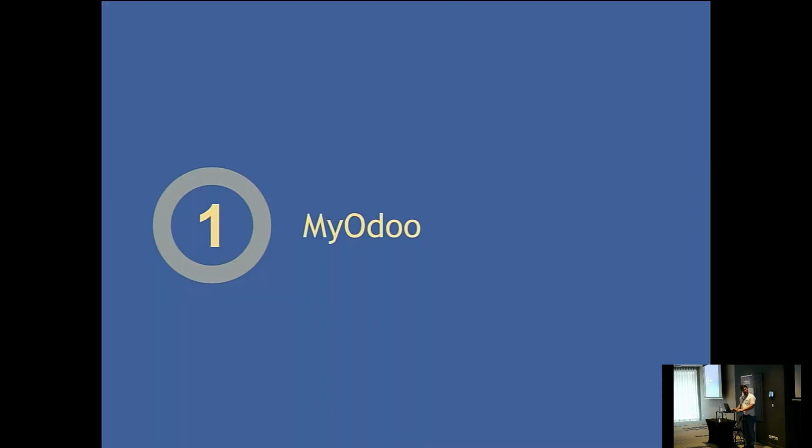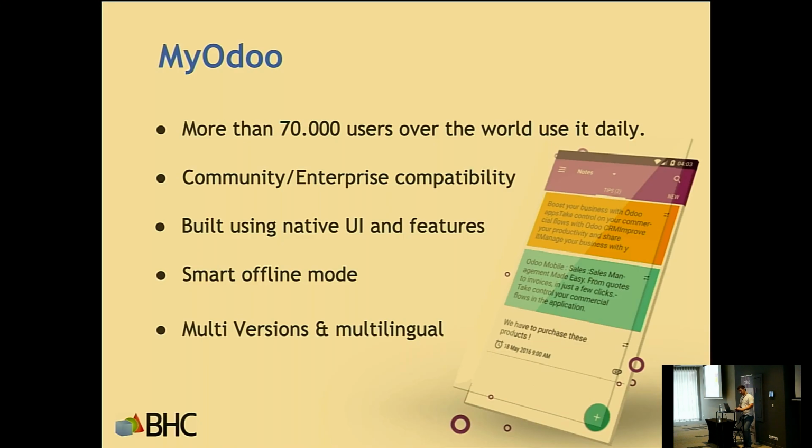So let's talk about MyOdoo. The MyOdoo app is a native mobile application available on Android and iOS App Store for free. This application is used by more than 70,000 users around the world. It is compatible with community and enterprise versions. It has a smart offline mode, allowing you to work without internet connection. And finally, this application is compatible with Odoo from version 8 to 13, I hope, tomorrow, and also supports 9 languages.